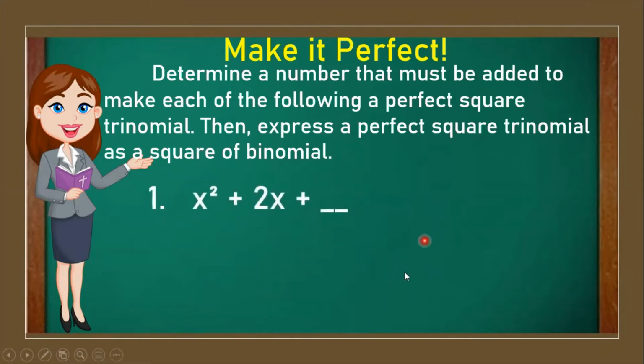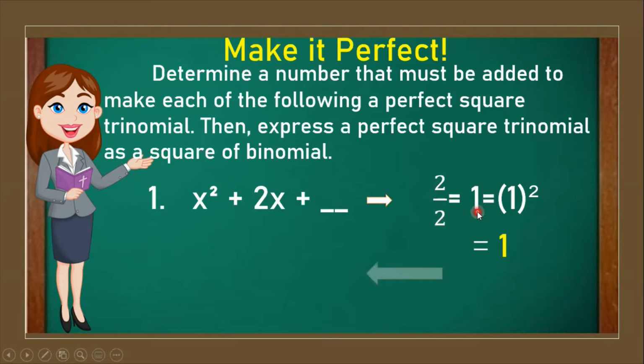Example number 1. x squared plus 2x plus blank. What must be added as the last term? To get the last term, look at the second term. The coefficient of the second term is 2. Then get half: 2 divided by 2 is equal to 1. Then multiply by itself: 1 times 1 is 1. So you are going to write x squared plus 2x plus 1, and that is our last term.